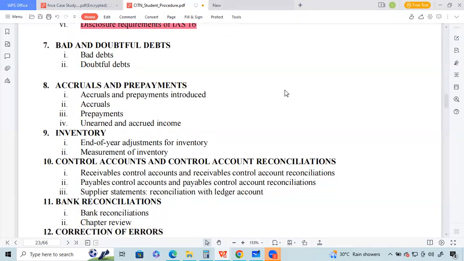So we are going to be talking about bad and doubtful debt. Let me start from the moment that you are selling on credit. You need to make provision for bad debt. That is the accounting part of it. If you look at the composition of your sales, there's cash sales and there's also credit sales. So in accounting, once you're selling on credit, you need to make a provision for bad debt.